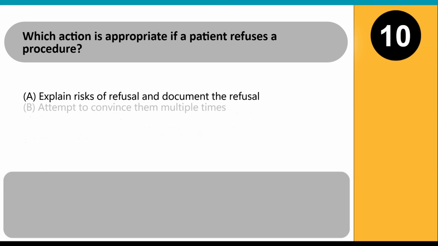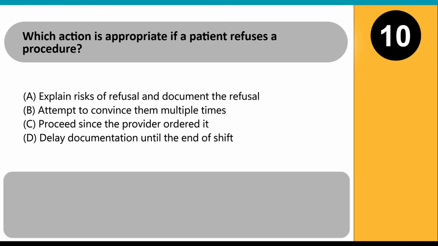Which action is appropriate if a patient refuses a procedure? A. Explain risks of refusal and document the refusal. B. Attempt to convince them multiple times. C. Proceed since the provider ordered it. D. Delay documentation until the end of shift.